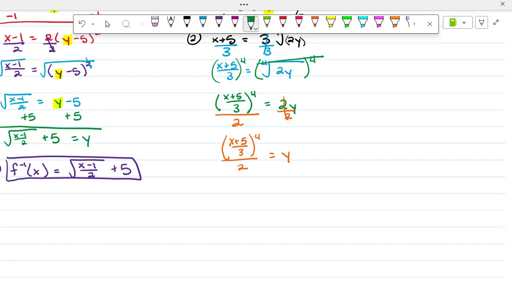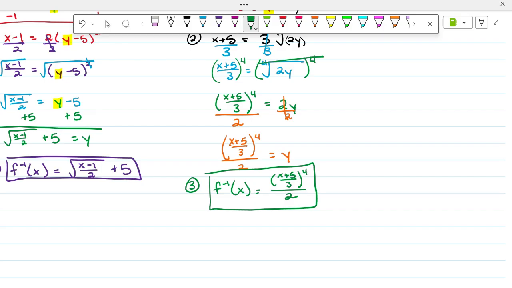So if I rewrite it using f of x, we get f inverse of x is equal to all of that mess divided by 2. Now, are there ways you could simplify that function? Sure. Do I expect you to do it? Heck no. All right. If you can show me that you know how to undo all those operations to get down to here, I'm happy.